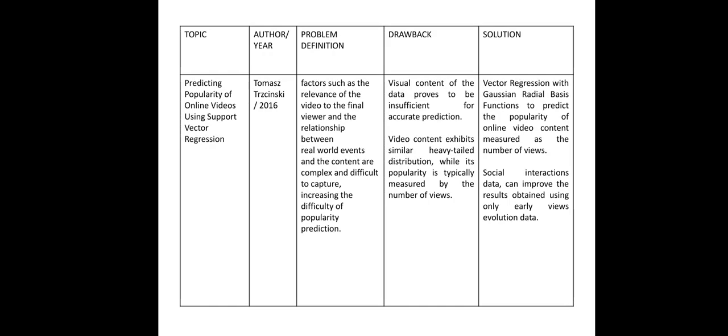Drawbacks are the visual content of the data proves to be insufficient for accurate prediction. Video content exhibits a similar heavy-tailed distribution, while its popularity is typically measured by the number of views. Solution is vector regression with Gaussian radial basis functions to predict the popularity of the online video content, measured as the number of views. Social interaction data can improve the result obtained using only early views evolution data.